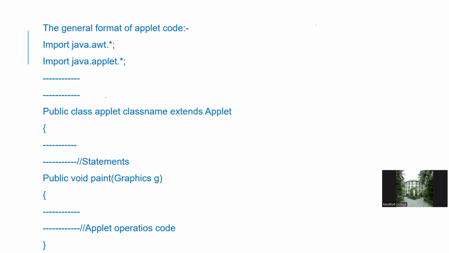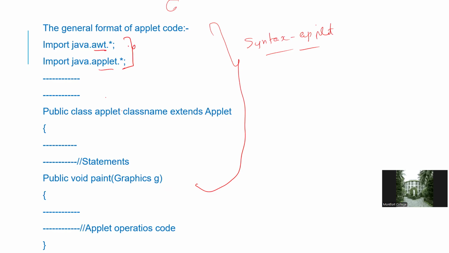Coming to the next slide, this is the syntax for applet. We can give this example in the examination if the question is asked. If you notice one thing in the syntax, this is common for all applet programs: AWT and applet. For what purpose are we importing AWT? AWT is going to provide the paint method.